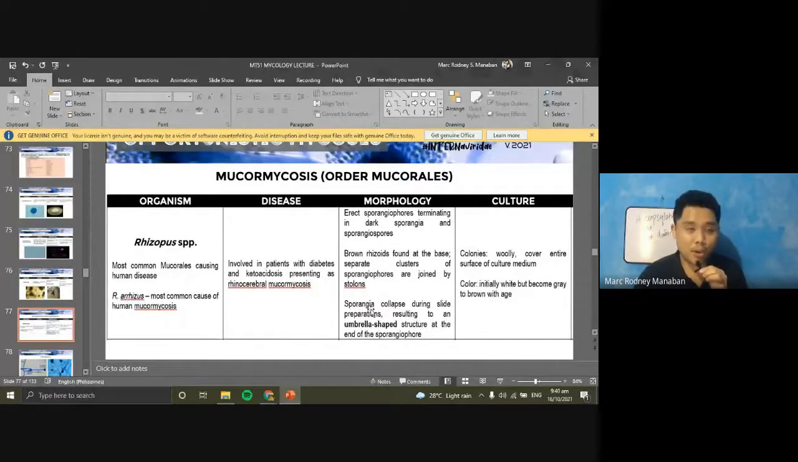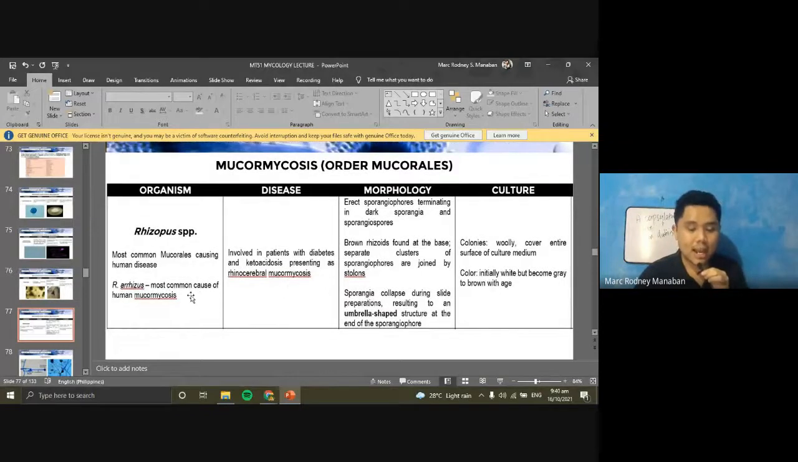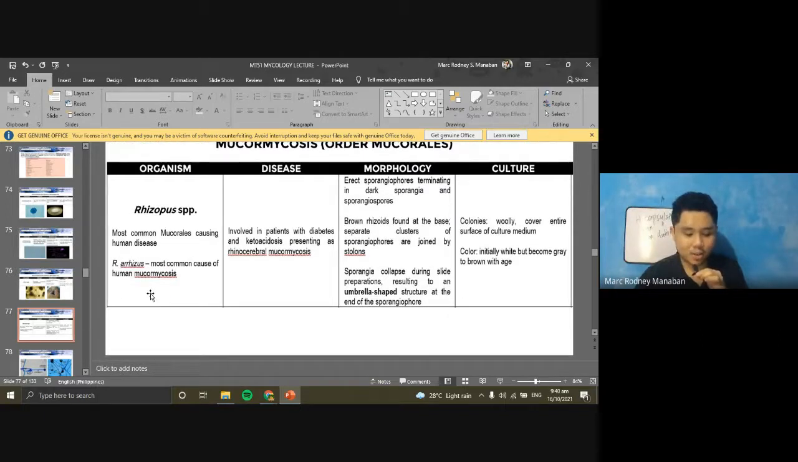Next, you have Rhizopus species. Rhizopus species is the most common among the Mucorales that cause infection. Rhizopus is also one of the species that causes mold in breads. Rhizopus arrhizus is the most common cause of human mucormycosis. Still the same, rhinocerebral mucormycosis seen in patients with diabetes and DKA. All right. Sporangiospores are in sporangia, on sporangiophores with brown rhizoids, and there's an umbrella-shaped structure at the end of the sporangiophore. Colonies are still the same, woolly. It covers the entire surface of the medium.